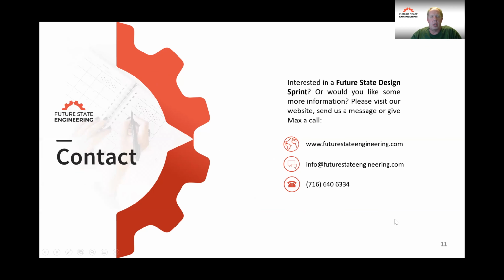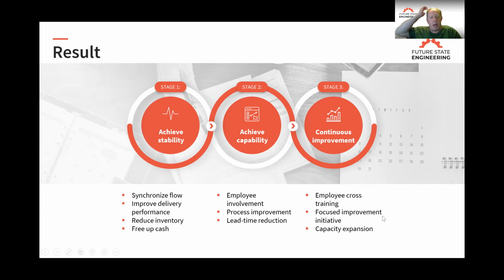The typical results from our process are: we synchronize the flow, we improve delivery performance, we reduce inventory and free up cash as part of stage 1. And we also improve the bottom line because we're going to do more work with the resources that we have. So we're not looking to add additional resources. We're looking to leverage the resources you currently have to get more done.